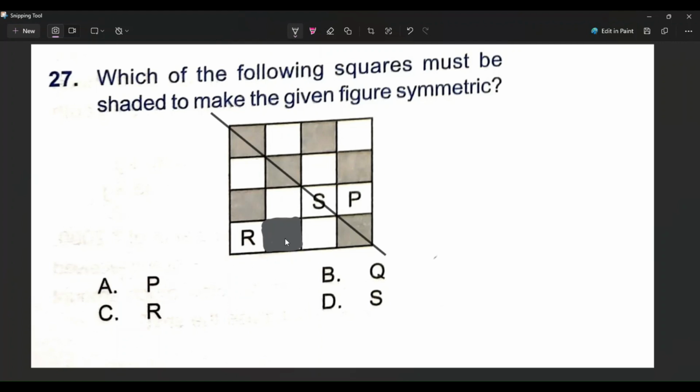Now this is shaded. Then let's check. This is shaded, this is shaded, this is unshaded, this is unshaded, and this is shaded and divided equally. So our answer is option A, P, wrong. Option B, Q. Yes, option B, Q is our right answer, children.